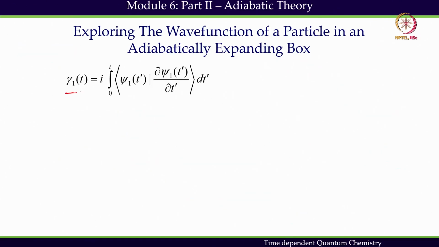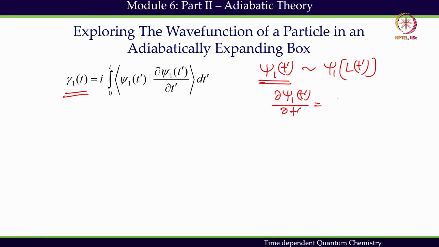Next we look at the geometric phase. In the geometric phase we have this expression, and here psi 1 t dash is time dependent because it is actually psi 1 of L, which depends on L, and L is time dependent, that's why psi is time dependent. So one can write this derivative as follows: psi 1 L.